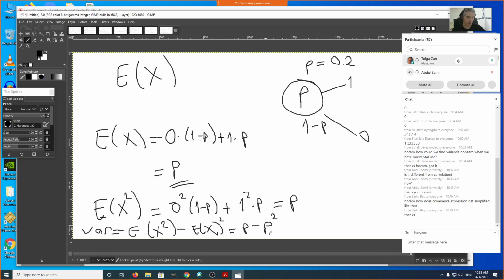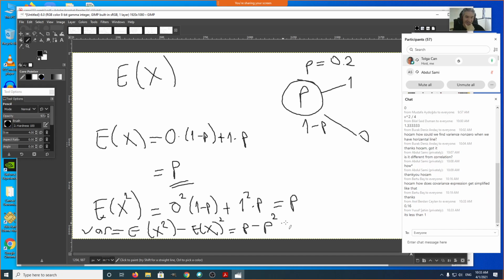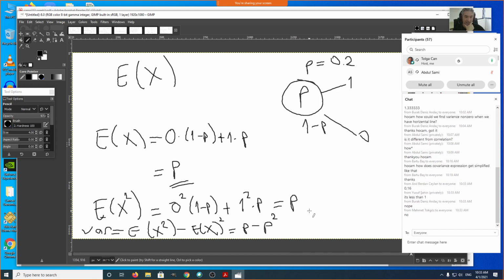This is not necessarily 0, right? And is it going to be a negative number? Variance should always be positive, right? This seems like it could be a negative number. Is it negative? No, right? p is less than 1, exactly. In the case of 0.2, we get 0.2 minus 0.04. It's going to be positive, not negative.